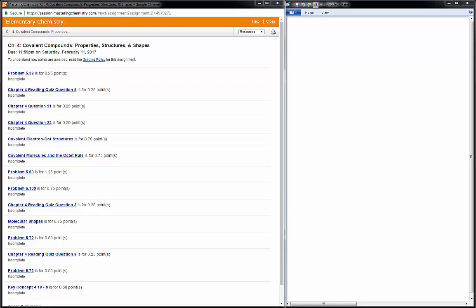Good morning. Today we're going over our first homework assignment on covalent compounds, and this covers the structures and shapes of general properties of covalent compounds. And this is going to be a little bit of a long homework assignment. It's a little involved, so I hope this is helpful, and let's get started.